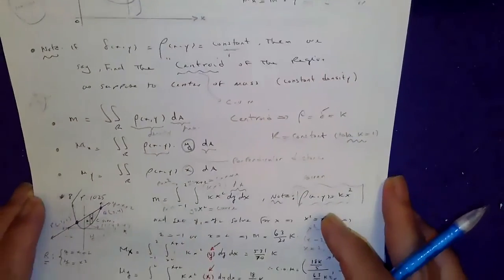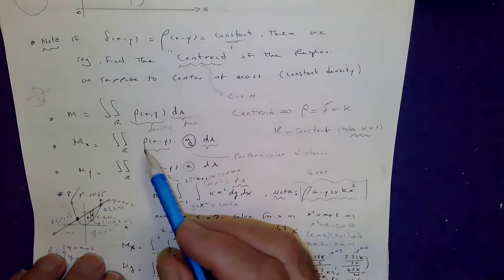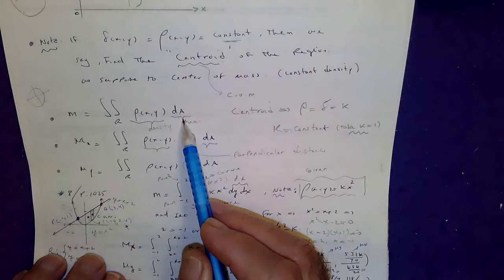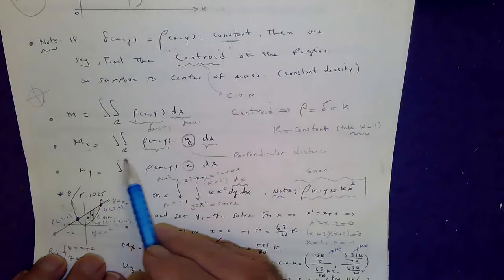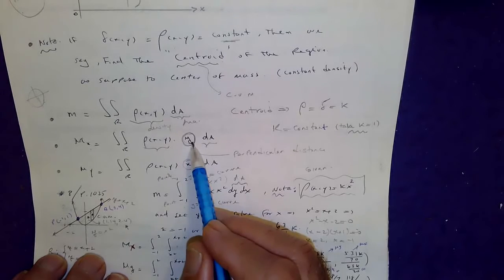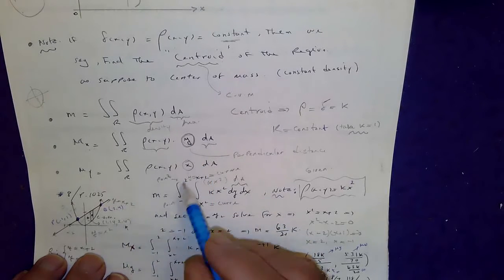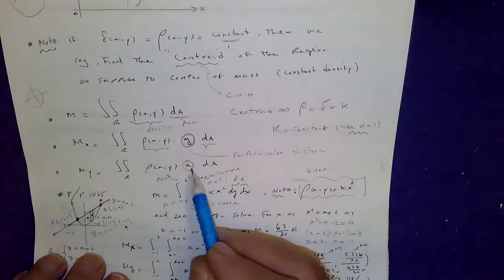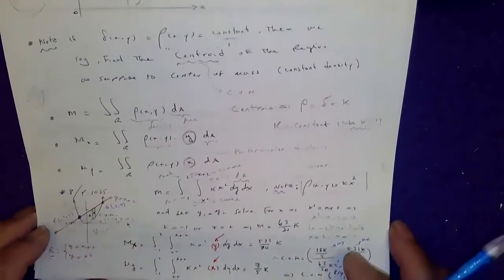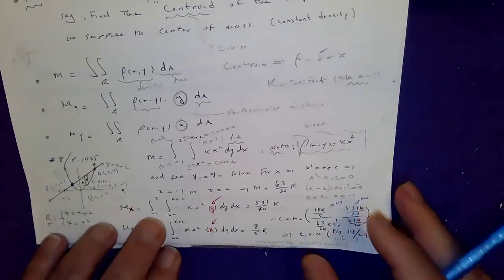So basically, these are the formulas for laminas. So mass is density times unit area. Moment about the x-axis is exactly the same formula, except I have a y here. Moment about the y-axis is exactly the same as mass, but the difference is I have an x component.